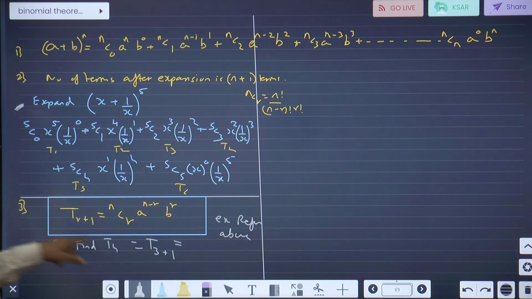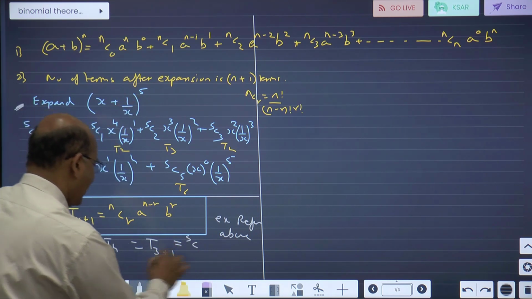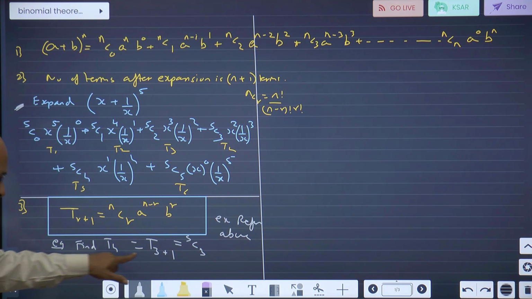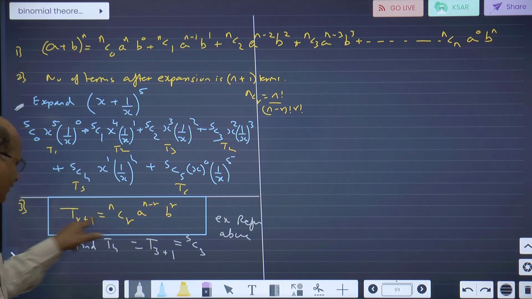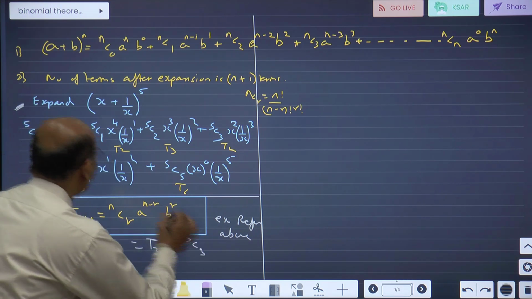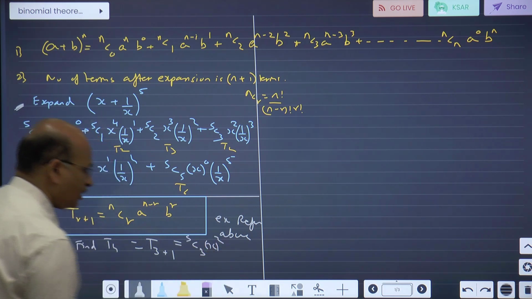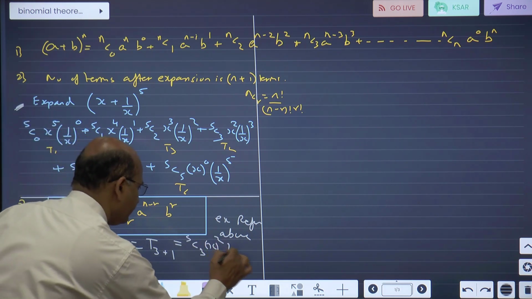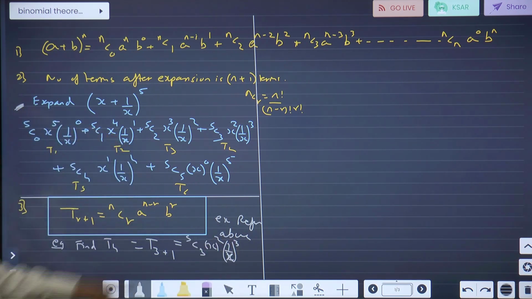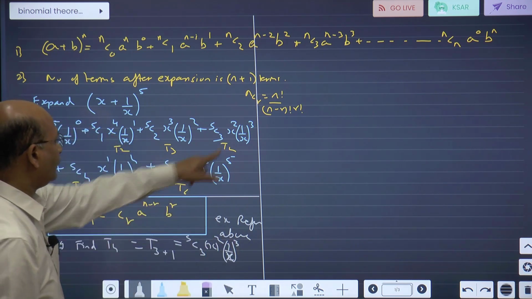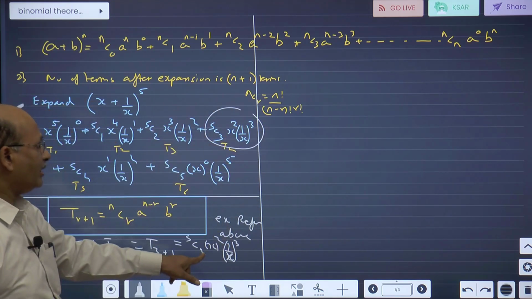So, let us see what happens if I use this formula. N is nothing but 5. So, 5Cr, because any general term T4 you have to write in terms of r plus 1. So, 5C3, first term, what is my first term? x raised to 5 minus 3 is 2, and second term 1 by x raised to 3. Now, look at this fourth term and look at this fourth term. If you see, the fourth term here and the fourth term here remain the same.